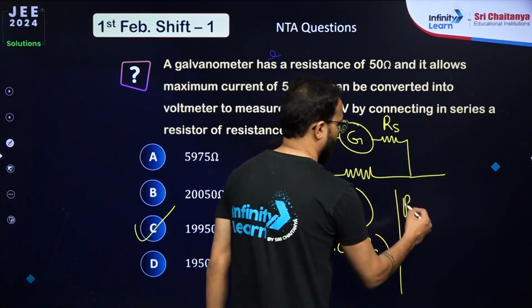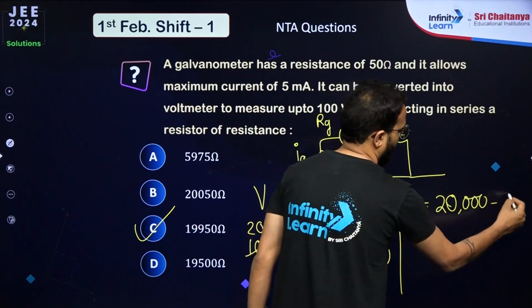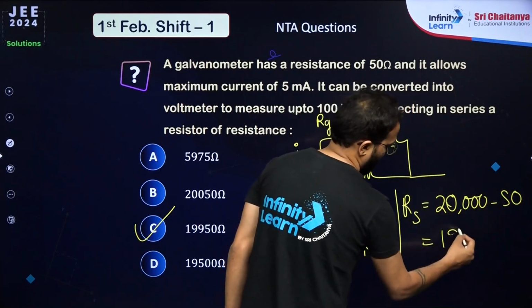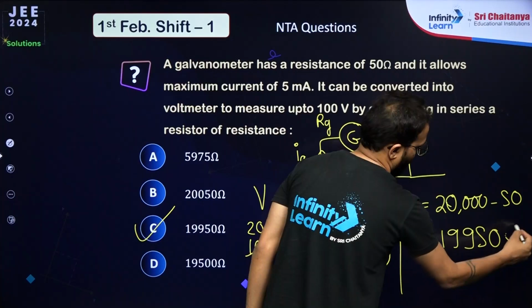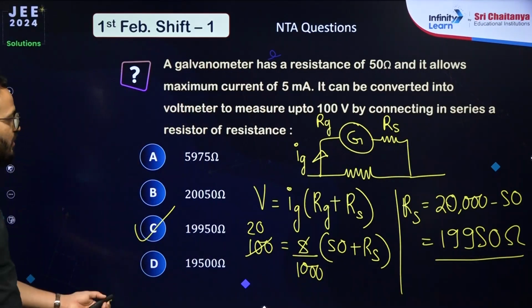You will say, sir, Rs will be 20,000 minus 50, so 19,950 ohms. Clear, everybody? This will be the correct answer for this question.